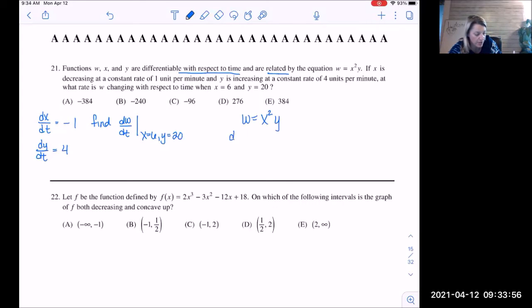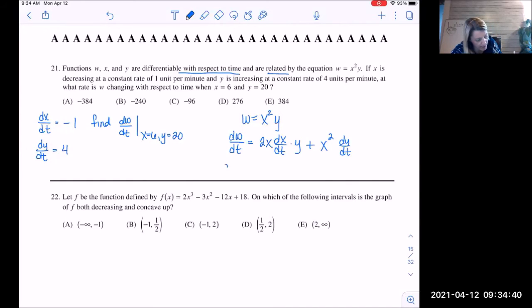So the derivative of w is dw/dt equals, this is going to be a product rule. X squared times y is the product rule. So if I take the derivative of x squared, that's 2x dx/dt times y. That's derivative of the first, keep the second, plus the first, x squared, times the derivative of the second, that's dy/dt. And hopefully I just have everything I need and can just plug in.